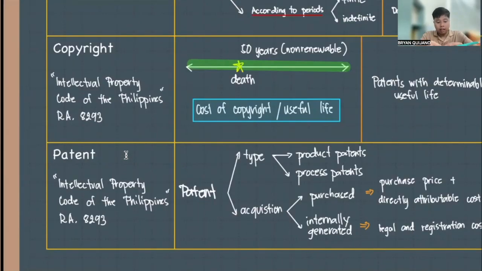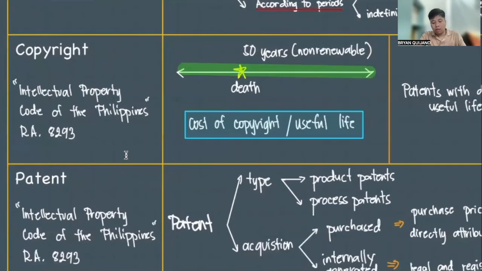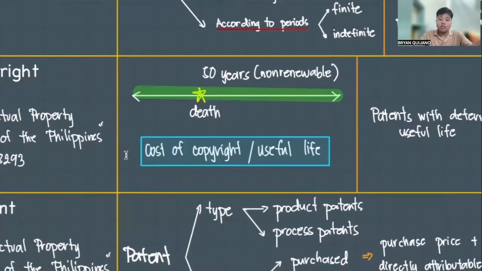For copyright and patents, these two will be under the Intellectual Property Code of the Philippines or Republic Act 8293. For the copyright, it should be noted that the useful life is the lifetime of the creator plus 50 years upon the death of the creator.